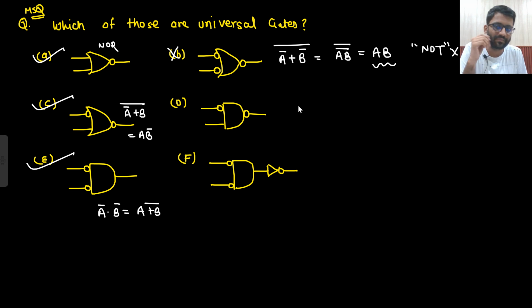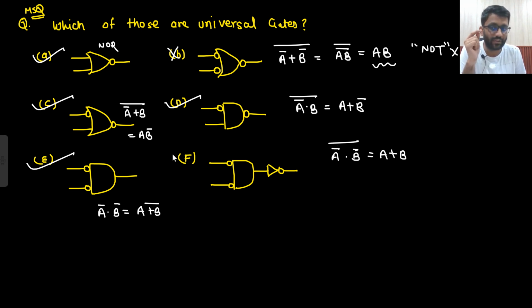What about this one? A bar dot B bar. So it is A plus B bar. So this is also a universal gate. What about this one? A bar dot B bar bar. So that would be A plus B. So this is also not a universal gate because here you are not getting the response of bar. So this was the concept of our universal gate.